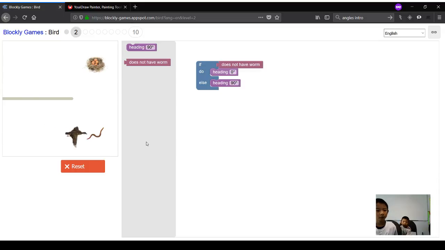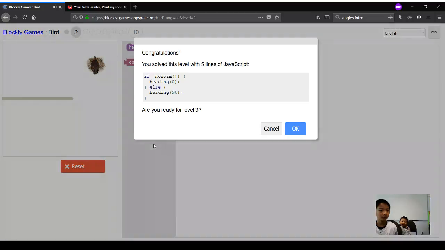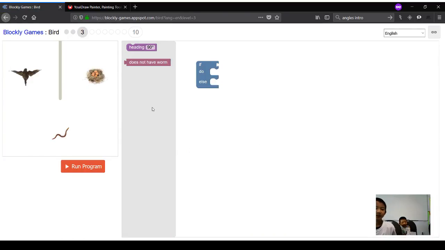So now you told the bird to go 0 degrees until it gets the worm, and then head 90 degrees, and it got to the nest. Good work. Yay! Okay, does not have. Yes, good work. So now which direction to get to the worm? This one's a little bit tricky. 207.